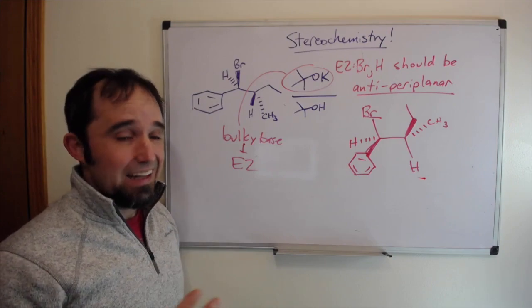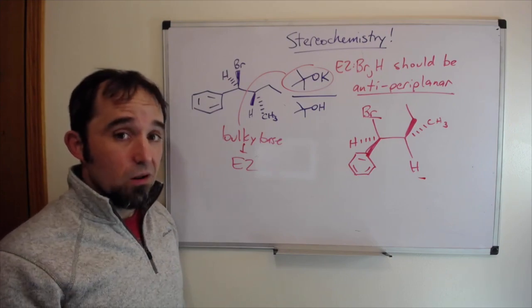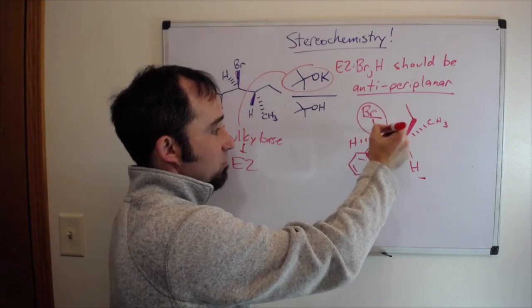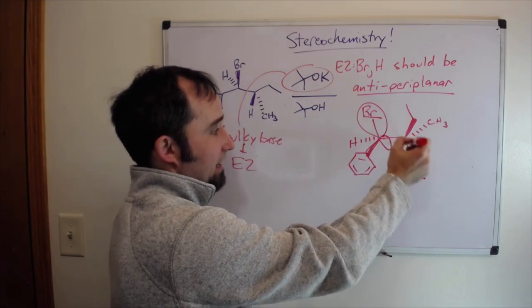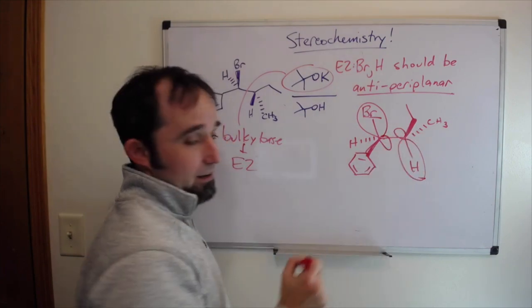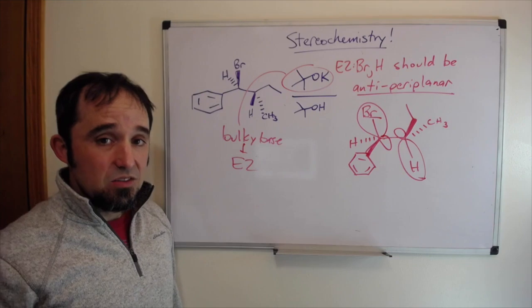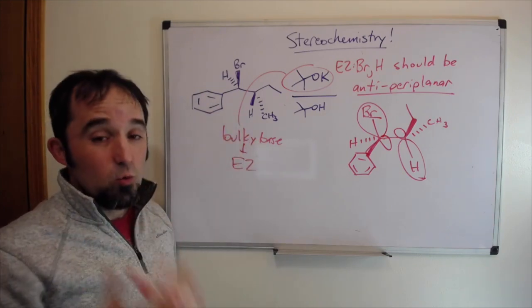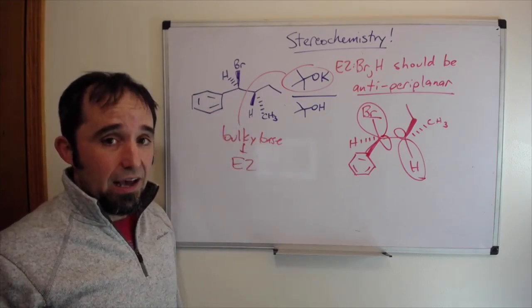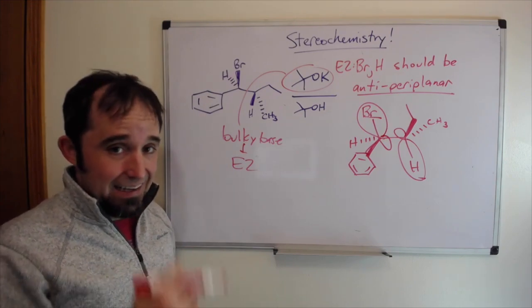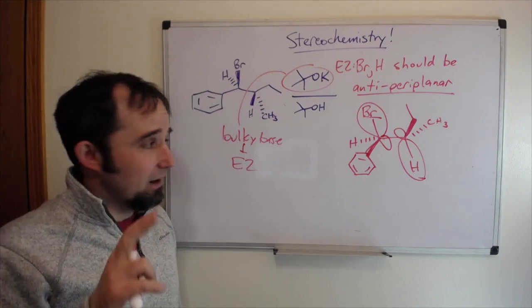Again, why is that? It just gets back to orbital overlap, right? I want good overlap between this bond I'm trying to break and this bond I'm trying to break in order to make the new bond. So whatever we have, we need to redraw it so that the bromine and the hydrogen are on the same plane and opposite each other, anti-periplanar.